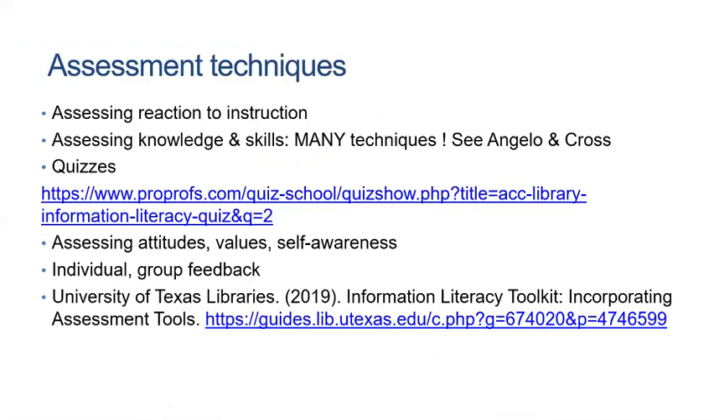So again, there are many, many assessment techniques. A couple of links here that I thought were interesting. Of course, there's so many of these out there. The University of Texas Libraries has a really nice information literacy toolkit. If you haven't seen it, go there. All kinds of things. Angelo and Cross I've referenced here again. We don't have time to go into all of these. This is a whole other workshop.